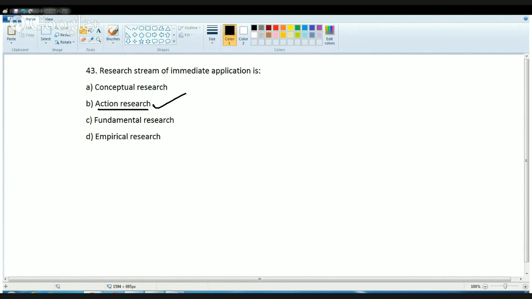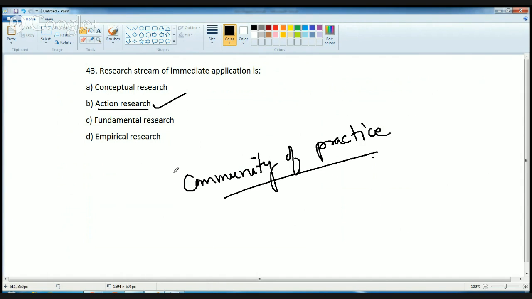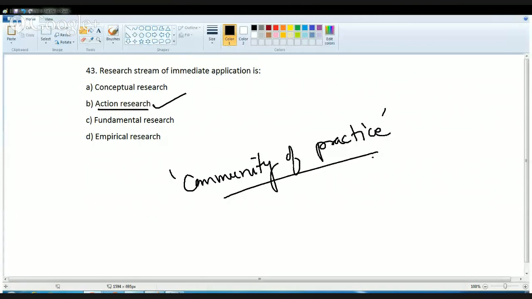And you have a community of practice that you are trying to apply. What does the term community of practice mean? You have a group of practice methods that you are trying to apply to help solve that problem. So we call it community of practice, which is usually applied in action research.